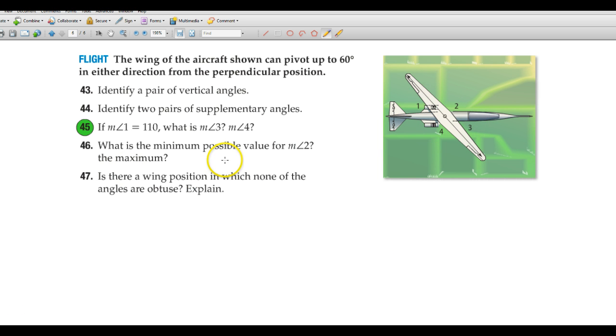On number 45, if the measure of angle 1 is 110, what is the measure of angle 3? So 3 would also need to be 110 because it's vertical with 1. And the measure of angle 4. The measure of angle 4 would need to be 70 because it's a linear pair with 1.